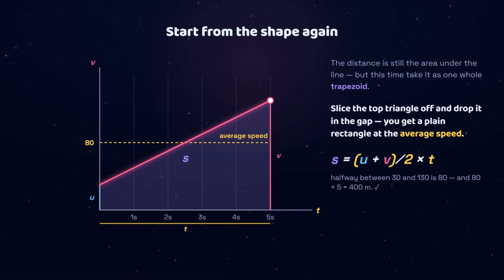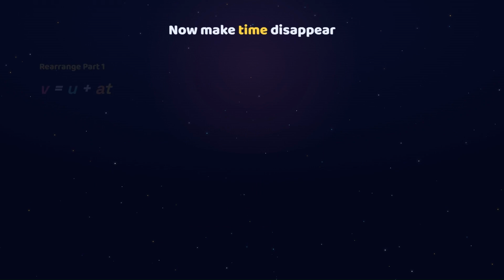So the distance is simply the average of u and v times the time. Check it. Halfway between 30 and 130 is 80. 80 times 5 is 400 meters. It works. Now for the clever part.